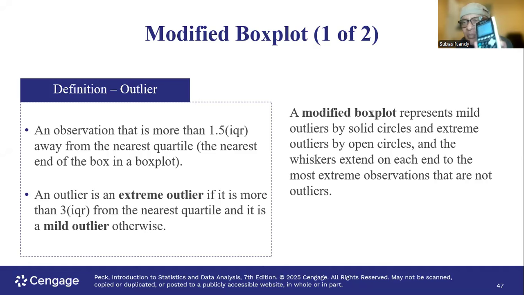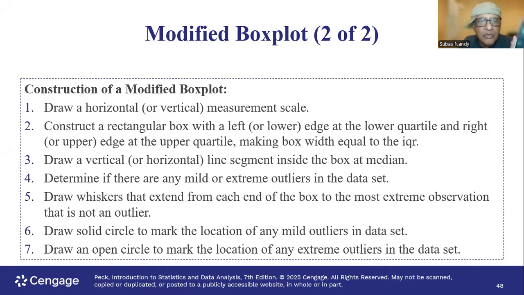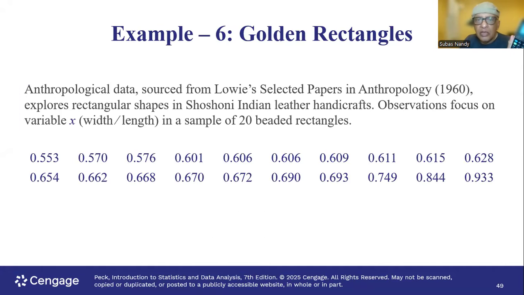However, in this case, even the modified box plot, as you see, does not show any outlier. Let's take a look at this data. Anthropological data sourced from Lois' selected papers in anthropology explores rectangular shapes in Shoshone Indian leather handicrafts. The observation focuses on the variable x, width to length, in a sample of 20 beaded rectangles. We'll put this data in L1, then make a modified box plot, selecting number 4, and see if there is any outlier.